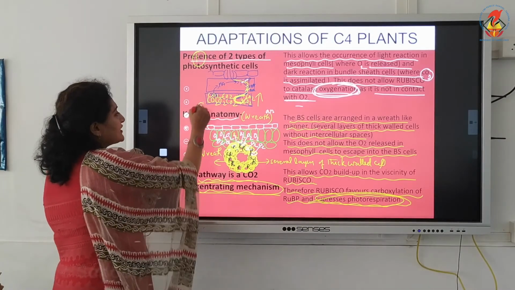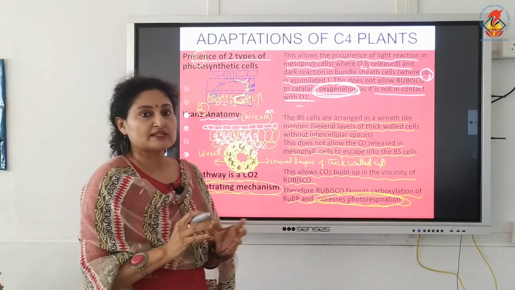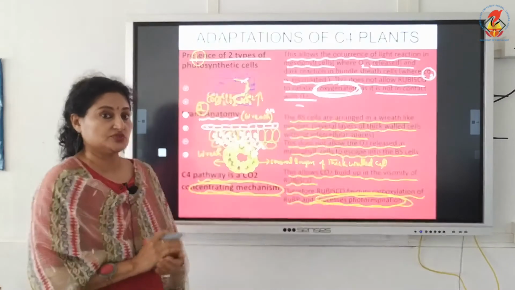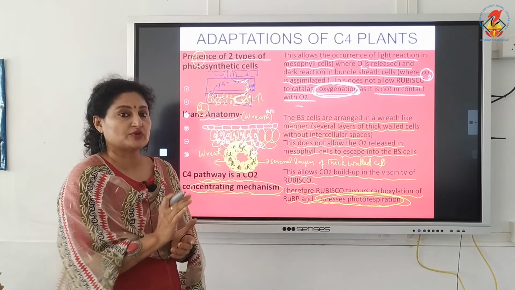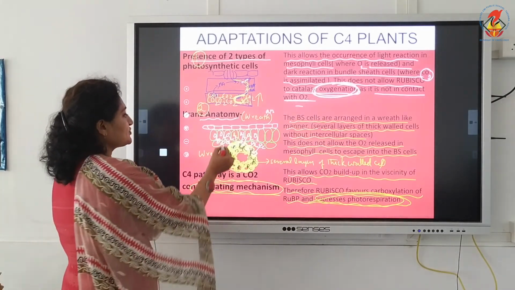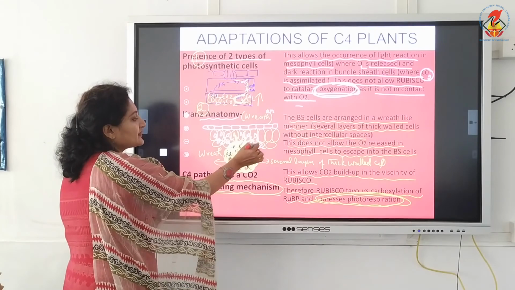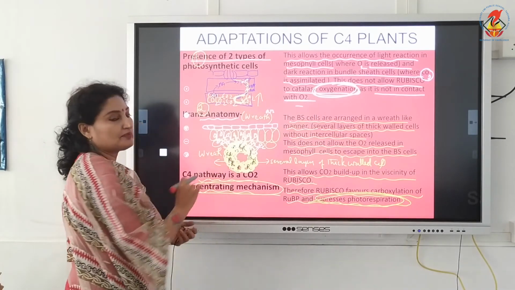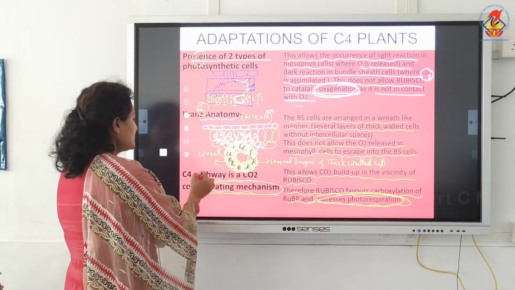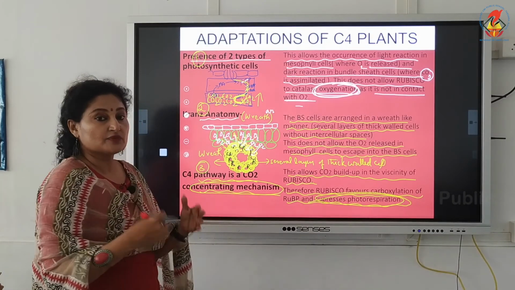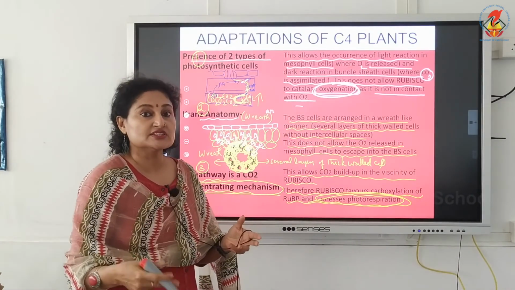Second, Kranz anatomy. What is Kranz anatomy? The bundle sheath cells are arranged in the form of a wreath. To describe it, several layers of thick wall cells which are tightly packed without intercellular spaces. Therefore, there is no chance of the oxygen that is produced by the light reaction to enter into the bundle sheath cell. Again ruled out what? Photorespiration. Lastly, this C4 pathway itself is a carbon dioxide concentrating pathway.